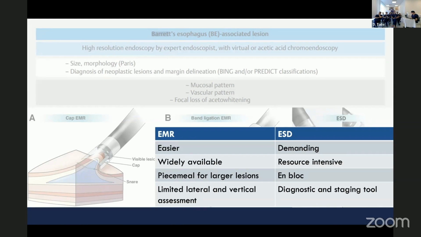ESD is resource intensive. EMR is piecemeal technique necessarily. You've seen it. It took me 5 pieces to take that thing out. With ESD, we could have easily taken this out in 1 piece.